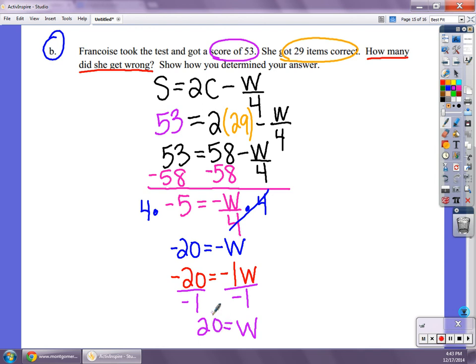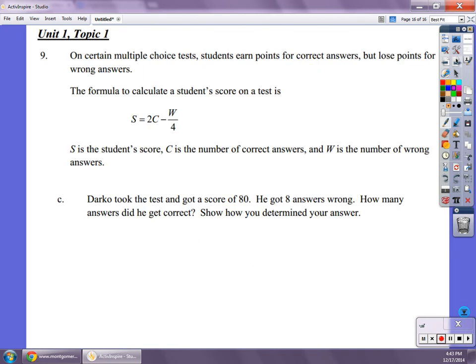A negative divided by a negative leaves us with a positive. And so now we know that Francois got 20 answers wrong. All right, let's look at C.